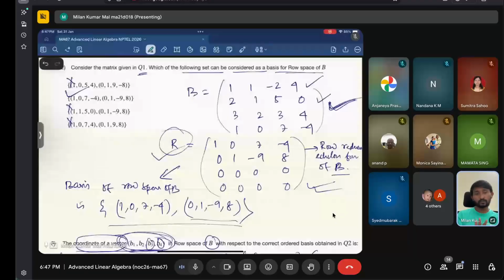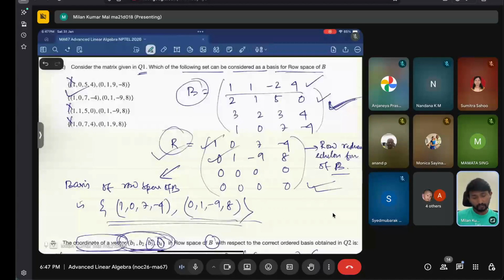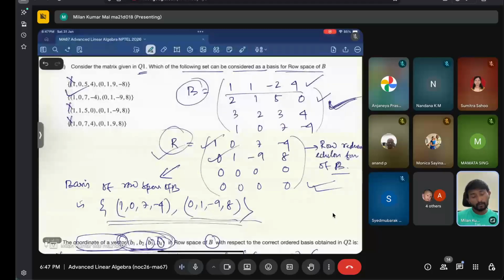What is row space? Row space is the space spanned by the rows of the matrix B. So in this case, this matrix B and its rows are this. The row space is spanned by these vectors only, because these are the two non-zero vectors in the row reduced echelon form. Now if one wants to get some vector, suppose 2 3 5 4, suppose this is a vector.